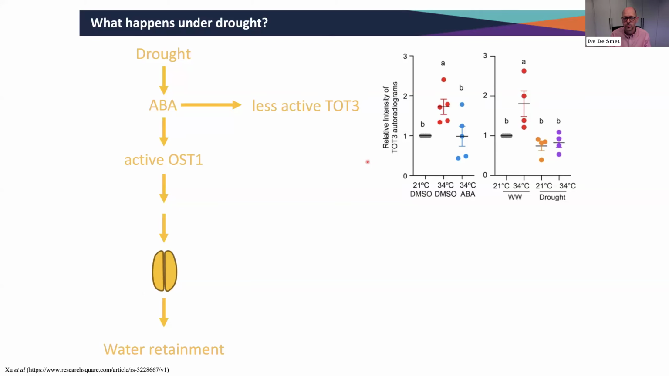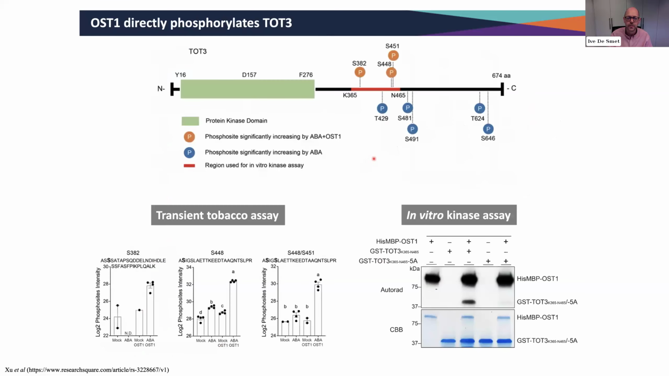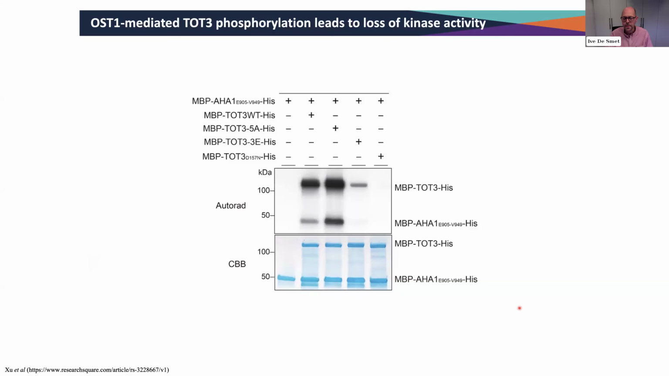So this means that TOT3 gets inactivated, and it gets inactivated through differential phosphorylation by this OST1 SNRK kinase. We could show transiently in tobacco that these residues are being phosphorylated in the presence of ABA and OST1 on the TOT3 protein, and that this happens directly, because in vitro we see phosphorylation of this TOT3 fragment, and if we then mutate these residues, we lose the phosphorylation. So there's a direct phosphorylation by OST1, and this leads to the inactivation of the protein.